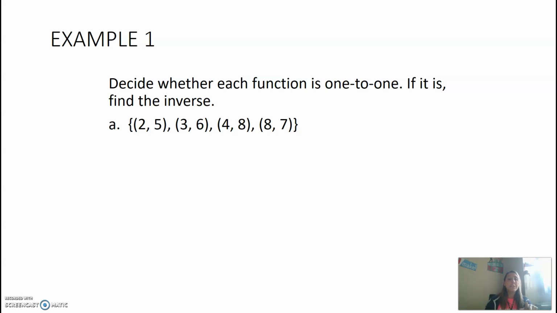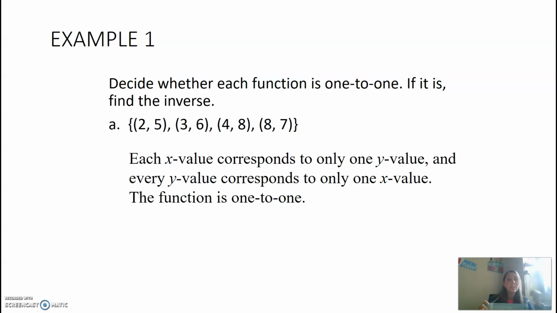Okay, your first example. I would like you to tell me whether or not this function is 1 to 1, and if it is, find its inverse. So if we look, none of the x's are repeated, plus it tells us it is a function, and none of the y's are repeated. So since none of the x's and none of the y's are repeated, it is a 1 to 1 function, which means I can switch the x and the y.